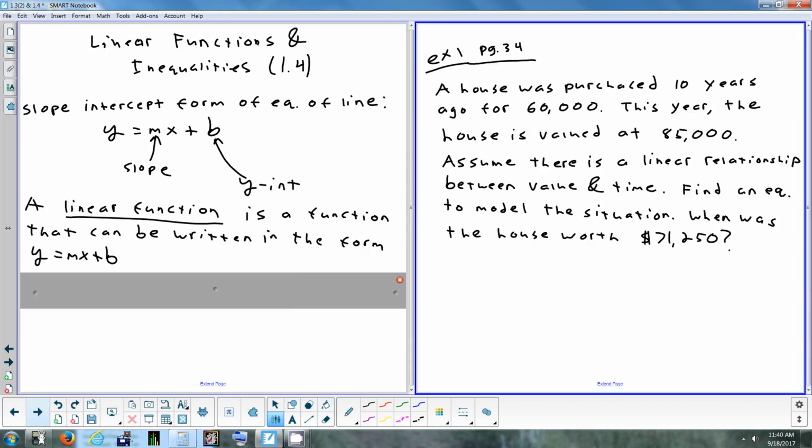All right, so I want to focus just on the numbers first. When was the house worth $60,000? 10 years ago. Let's call that the beginning. When we bought the house, after no time had gone by, right when we purchased it, the house was worth $60,000.